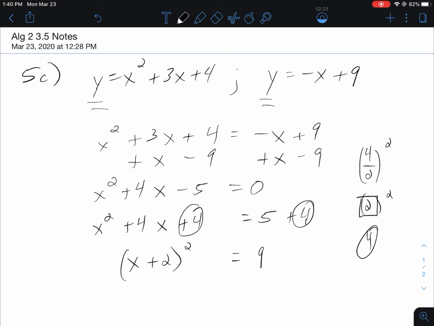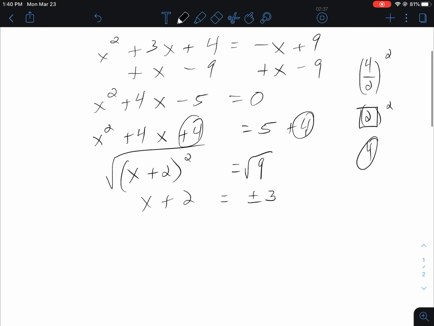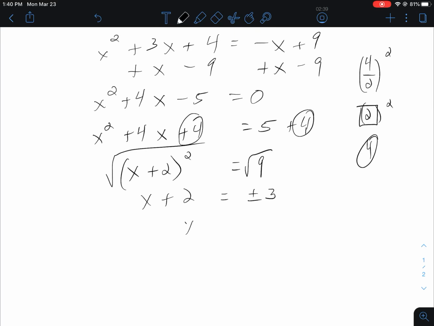And since it is a perfect square trinomial, you can just square root both sides. That's going to give you x plus 2 equal to plus or minus the square root of 9, which is 3. Go ahead and subtract the 2 from both sides there. And then you have negative 2 plus 3, which would be 1, and negative 2 minus 3, which would be negative 5.